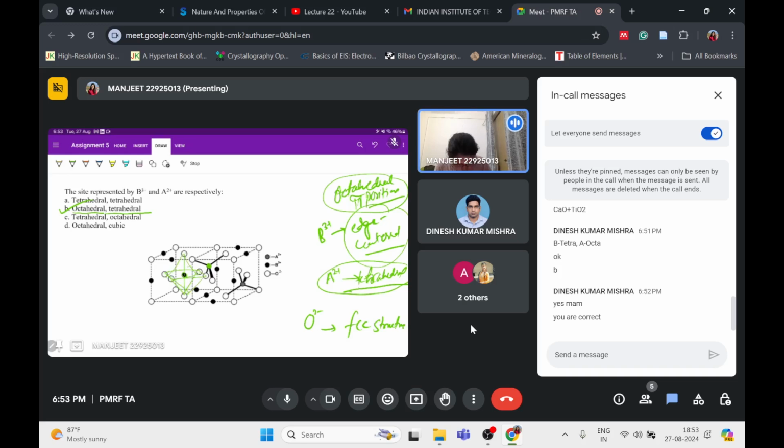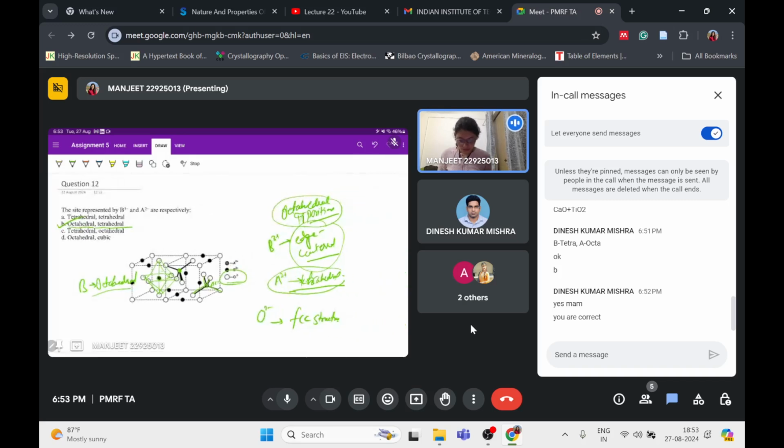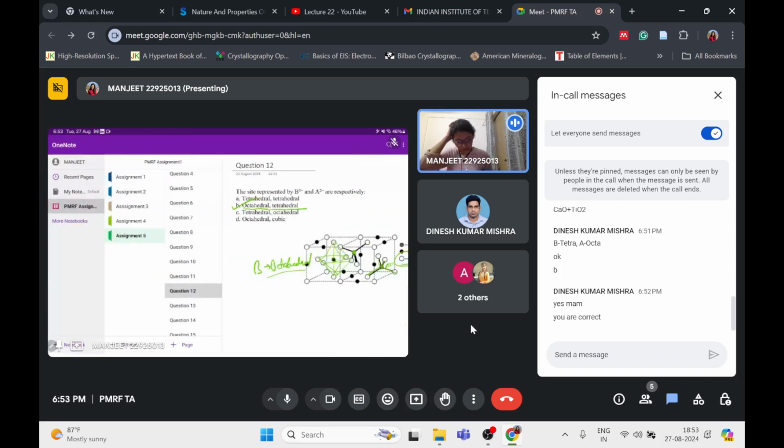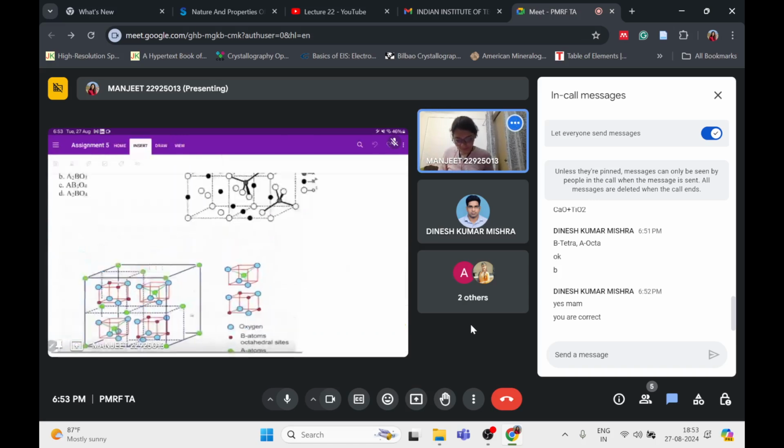These are octahedral, connected to the O2 positive ion. So this B will be the octahedral, and this A2 positive will be connected to the 4 oxygen ions, so it is the tetrahedral connected one. Okay, so let's move to the next question, question number 13.